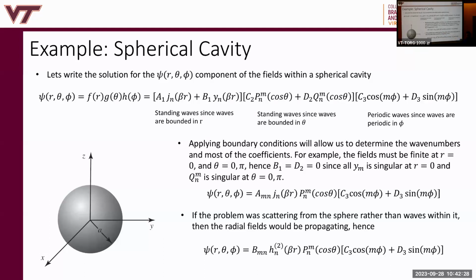If the problem we're solving is scattering instead of a cavity, meaning we have a plane wave source outside of the PEC sphere, a plane wave comes in and scatters off the sphere, we'll solve that problem later in this course, then we would have traveling waves on the outside, right? Because they're not bounded anymore. And then we'd have the same orders in the azimuth and polar angles, right?